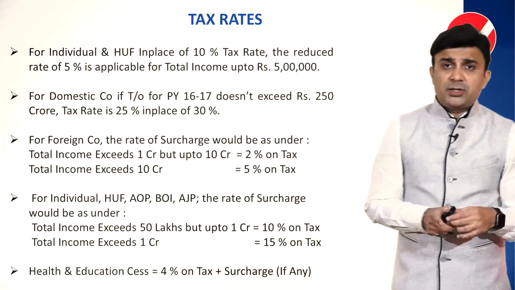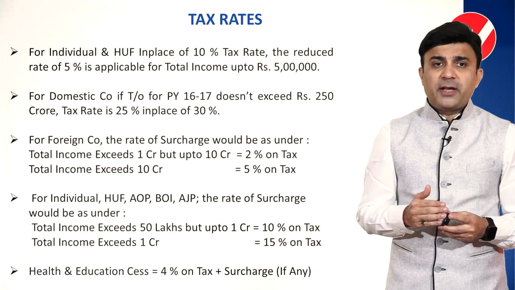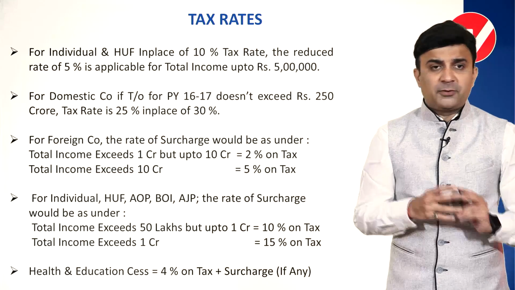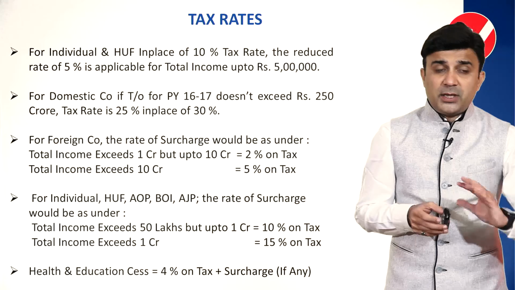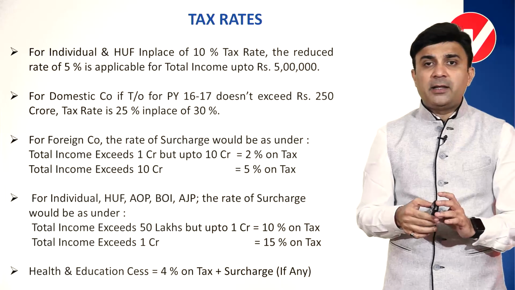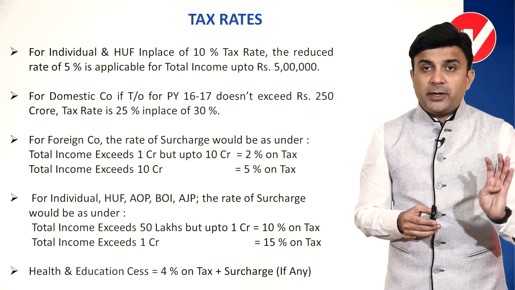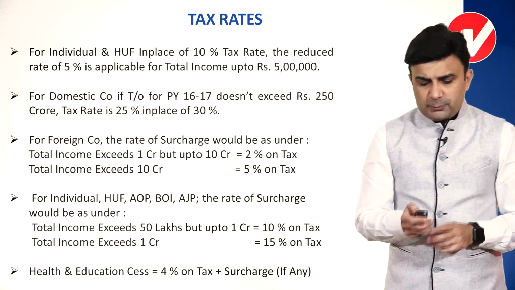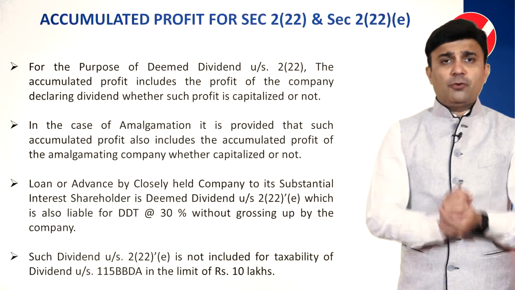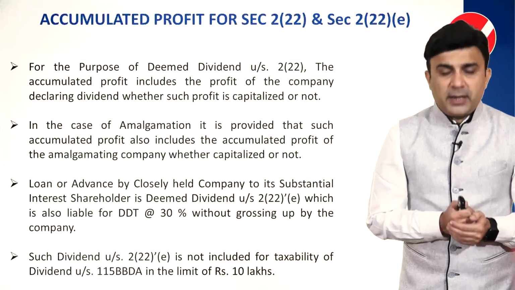A major change is in the cess. Earlier, there was education cess of 2% of tax plus surcharge, and secondary and higher secondary education cess of 1% of tax plus surcharge. Now, the government has changed the same to health and education cess. And there is a composite rate given for health and education cess, not 2 plus 1, 3%, but 4% of tax plus surcharge, if any, leviable as health and education cess. So friends, there are major changes as far as the tax rates are concerned for the year 2018-19.